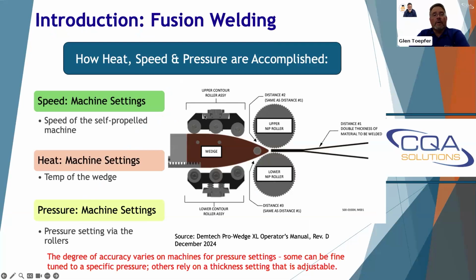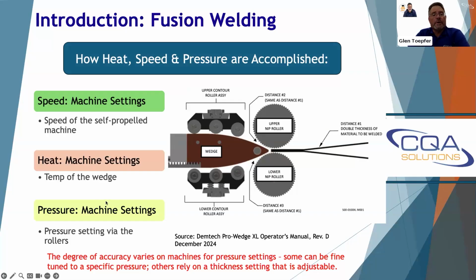But how are heat, speed, and pressure accomplished? With thermal fusion welding, some modern ones, the speed is a machine setting, the heat's a machine setting, the temperature of the wedge. You have your wedge here. The liner comes in, gets warmed up, goes through the nip rollers that put the pressure on and form your final bond. And you have your pressure.